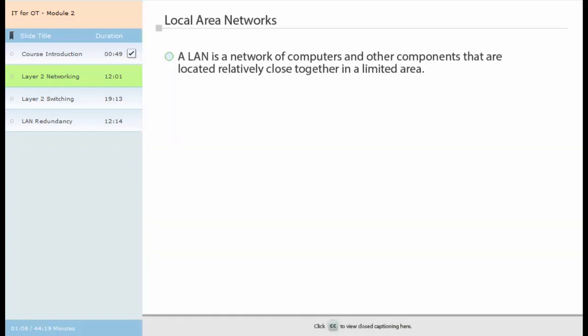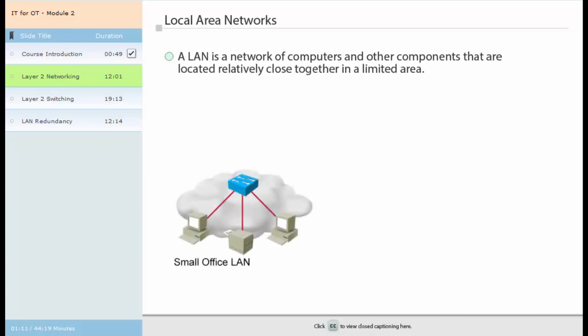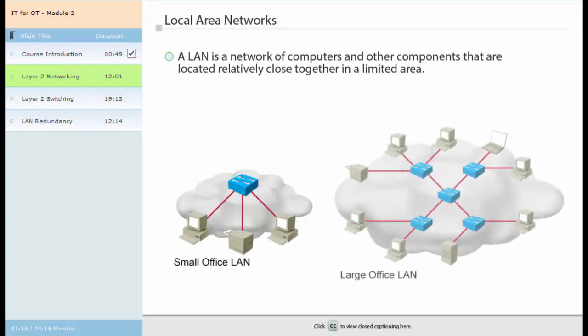LANs can vary widely in size. A LAN may consist of only 2 computers in a home office or small business, or a LAN may include hundreds of computers in a large corporate office or multiple buildings. The defining characteristics of LANs, in contrast to WANs, include typically higher data transfer rates, smaller geographic area, and a lack of need for leased telecommunication lines.